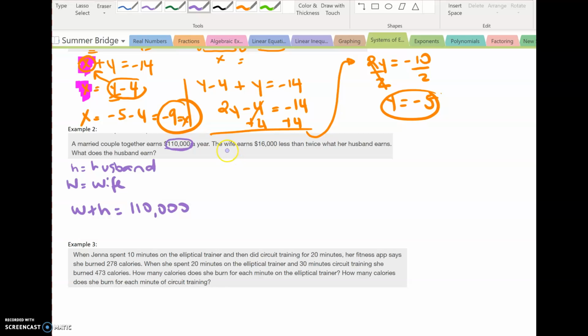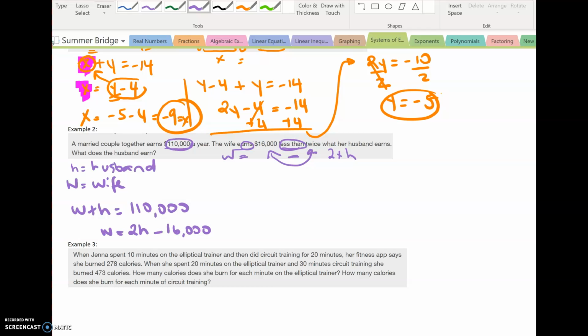Now, it says here that the wife earns, so the wife earns, meaning W equals, 16,000 less than, so that means negative, or I'm subtracting, but I have to flip the thing that comes in the front and in the back. Twice what her husband earns. So twice means 2 times whatever her husband earns. So that means W is going to equal 2H minus 16,000.